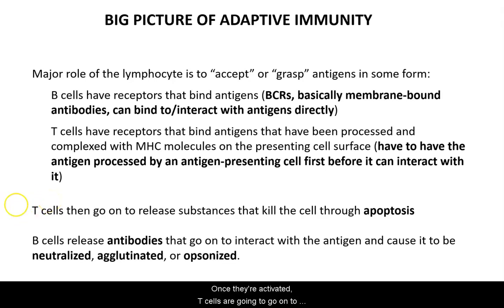Once they're activated, T cells are going to go on to release things that are going to kill the infected cell or the abnormal cell through apoptosis. Okay, so they're going to induce that cell to kill itself. B cells are going to exert their actions through the release of millions of antibodies. And remember, those antibodies are going to go on to interact with the antigen in various different ways that we talked about, things like neutralization, agglutination, opsonization, okay?